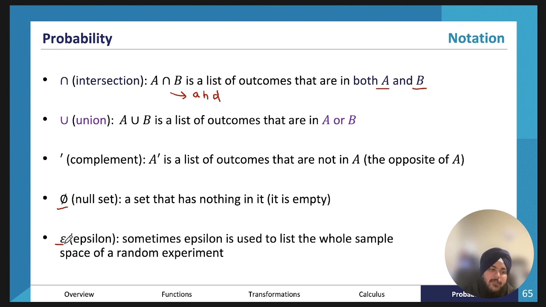And next we have epsilon. The epsilon is used as a symbol to indicate the entire sample space of a random experiment. So usually you will see the symbol in Venn diagrams, sometimes Karnaugh maps, usually not, but definitely in a Venn diagram.